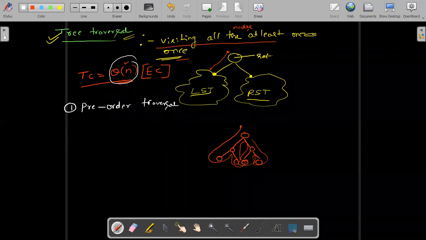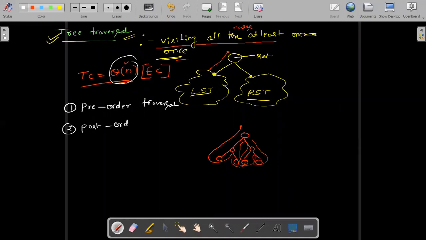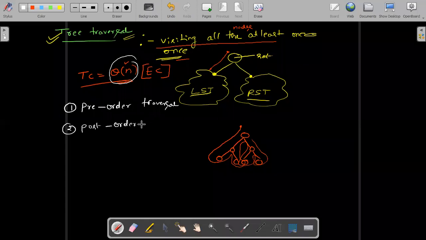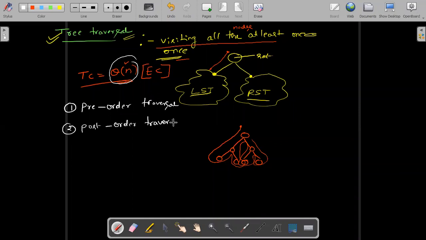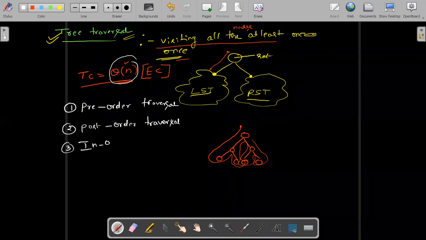Okay, this is the first one. The second one is post-order traversal. I think you have this one in your discrete mathematics. The third one, you can see this one. What is that? That is in-order traversal.